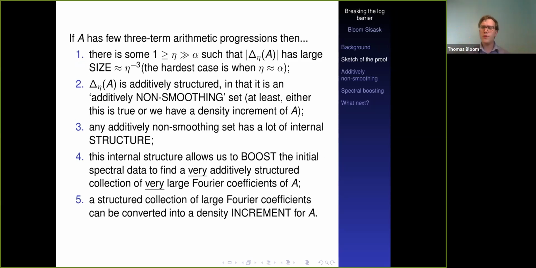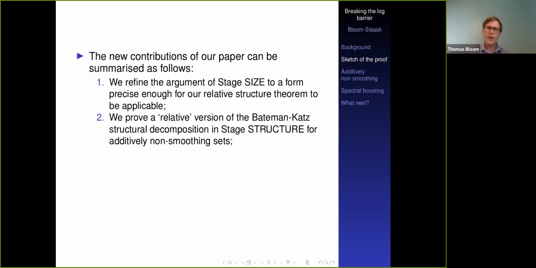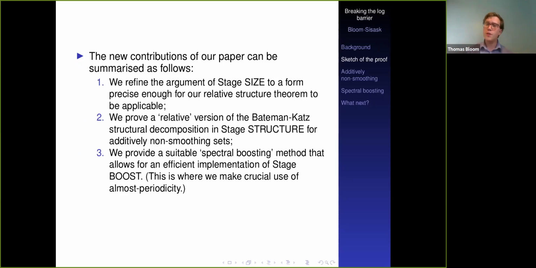So you need quite a powerful boosting method for jumping from somewhat structured and somewhat large to very structured and very large. So we had to come up with a new technique for doing that. So those are, I guess, the punchline. For those of you wondering what's new in this paper, I would say it can roughly be separated into those 3 categories. I think that's my final slide for the first part of the talk.